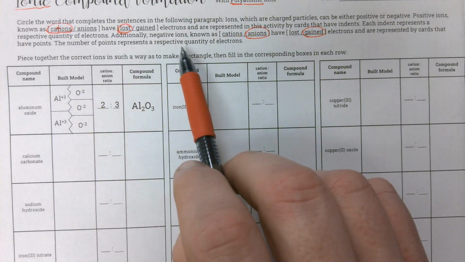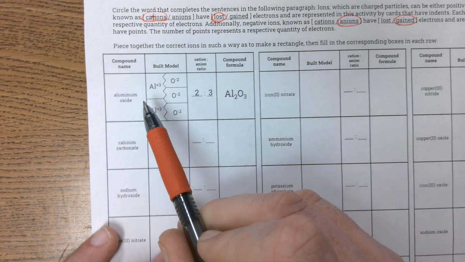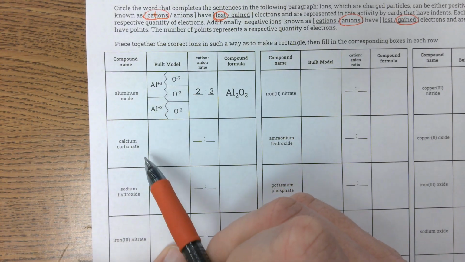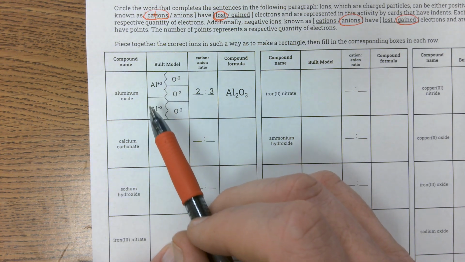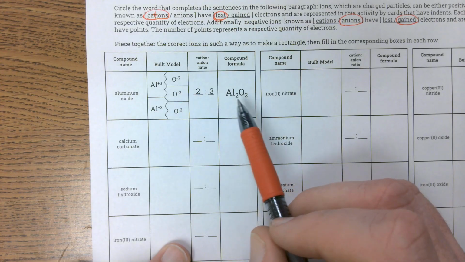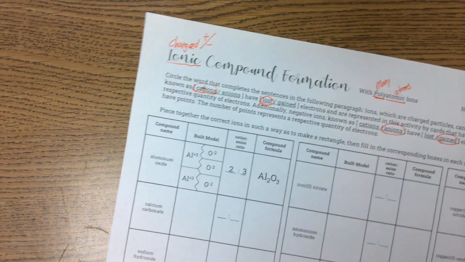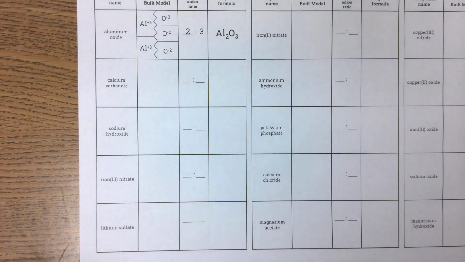So the number of points represents a quantity. You're going to piece these together. And so here is this first one. It's going to give you the names, and then you're going to draw in the puzzle pieces that you create and put together, and then the ratio of these followed by the compound. So I'm going to show you how this first one should go.